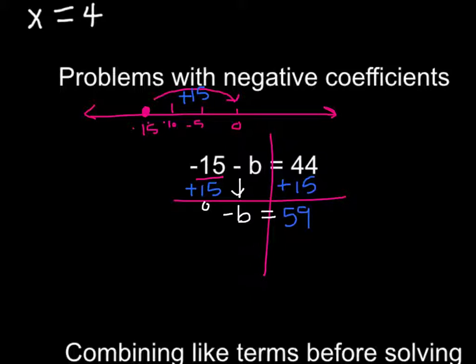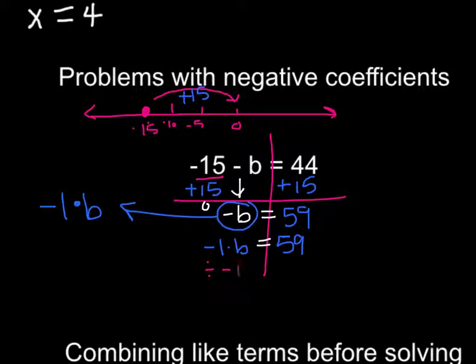Negative b can be rewritten as negative 1 times b. All right? There's a hidden negative 1 there. It's nice and invisible. So I'm going to rewrite this as negative 1 times b is equal to 59. So if I have a negative 1 times b, we are going to do our inverse operation. If we're multiplying by negative 1, I can divide by negative 1 to undo this. This gets undone. And I can divide by negative 1 on the other side. Remember, you have to do things on both sides.